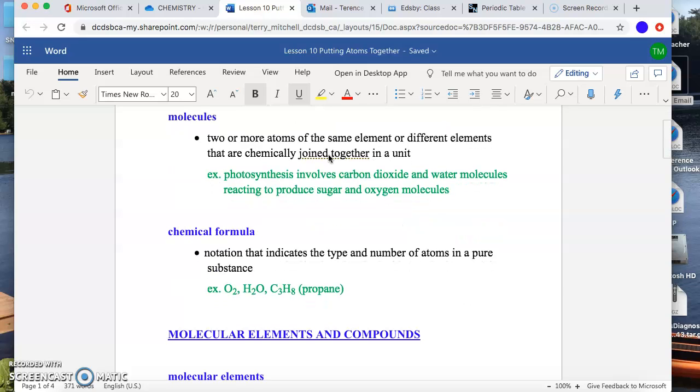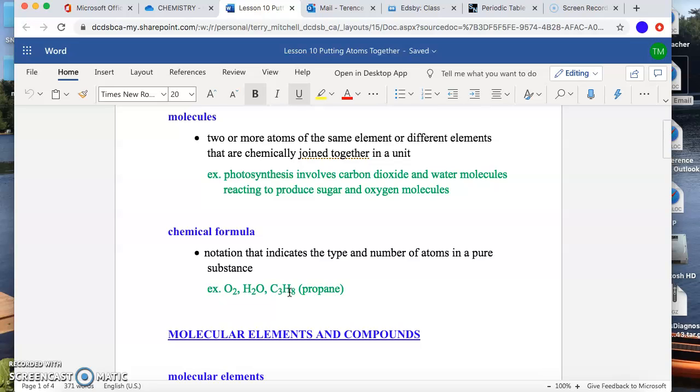Chemical formula. This is the notation that indicates the type and number of atoms. So oxygen in the air. Oxygen tends to bond with each other. It's what we call a diatomic element. Di meaning 2. So the oxygen in the air around you right now is 2 oxygens bonded together. Water, of course, we know is 2 hydrogens and an oxygen. And propane, like out on your barbecue, is 3 carbons and 8 hydrogens bonded together.